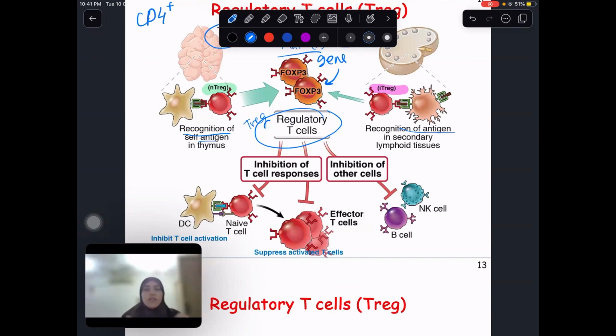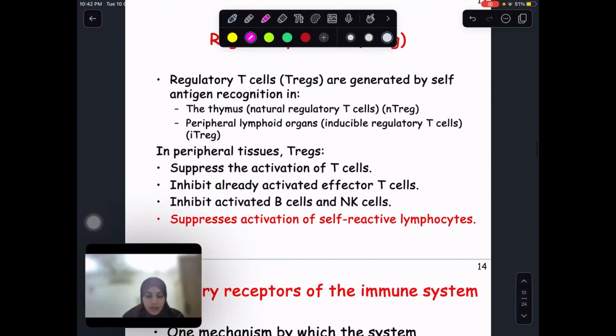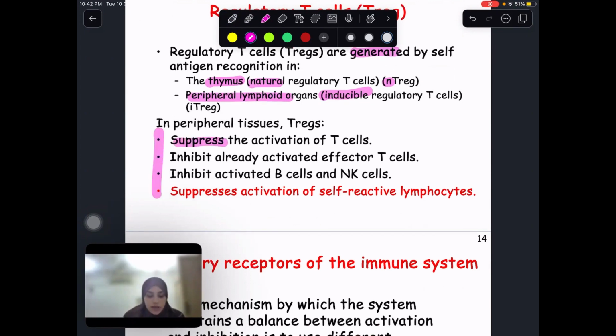As I mentioned, what is the function of the Treg? Suppression. What is it suppressing? It's suppressing or inhibiting the T cell from being activated. If the T cell was already activated, the Treg can suppress it to prevent it from being activated even more. It can even inhibit the natural killer cells, the B cells, macrophages, dendritic cells, and all of them. So how are they generated? In two different places. If it's in the thymus, it's a natural regulatory cell. If it's in a peripheral lymphoid organ, it's an inducible regulatory cell. The function is again suppression and inhibition.